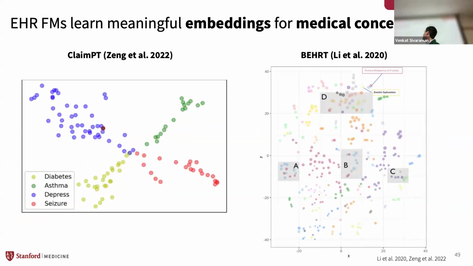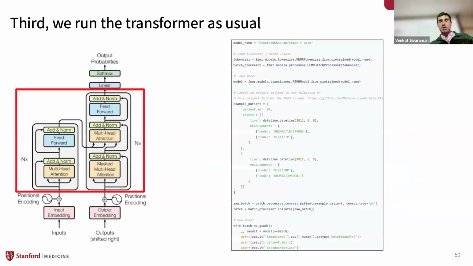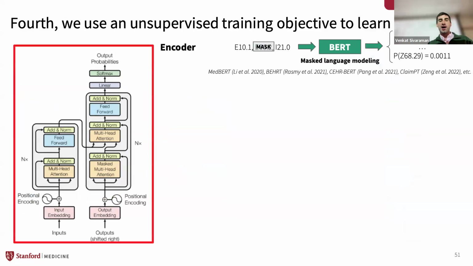This was from a paper called Claim PT, and they basically projected the embeddings learned for different diagnosis codes. And you can see these are related to diabetes, these green ones are asthma, the blue ones are depression. There's some sort of clustering that makes sense here. Great. So we've gotten our EHR into a format that we can throw through the model. So literally just throw it through the model, just call dot forward, literally nothing new here.